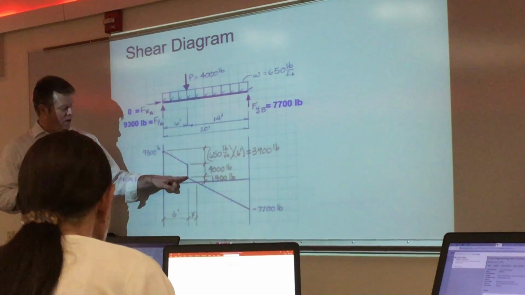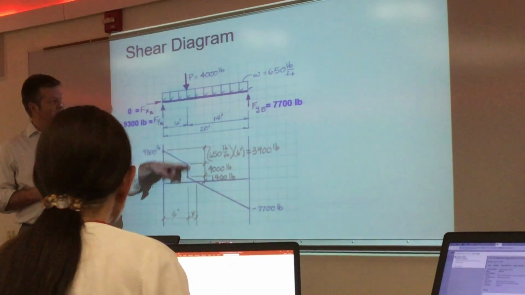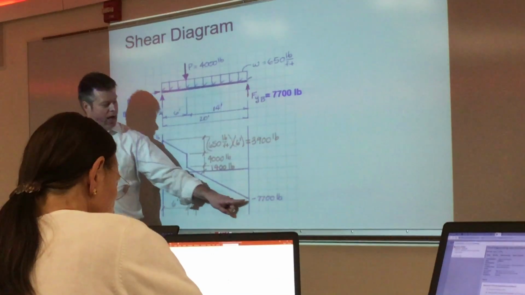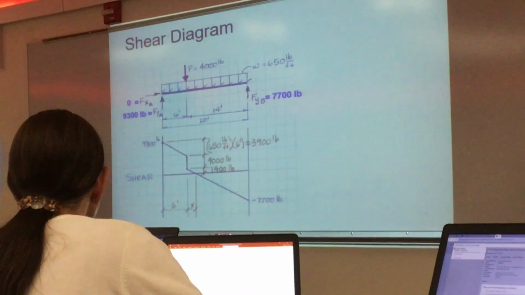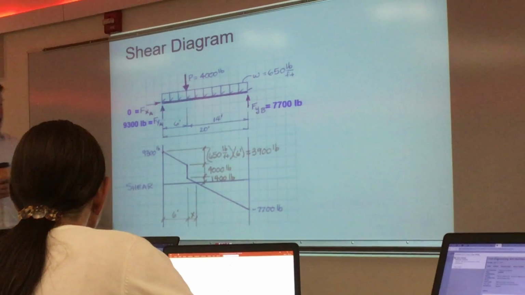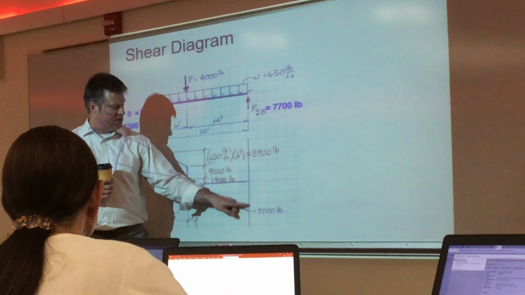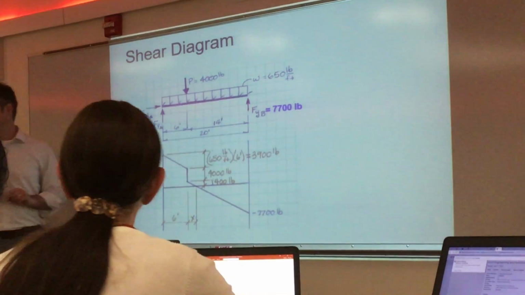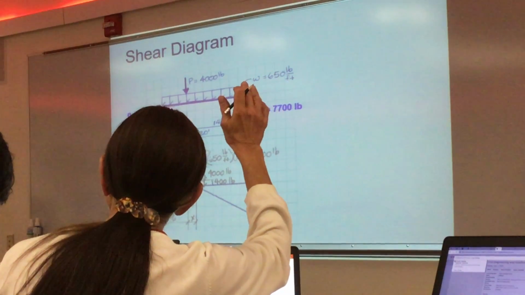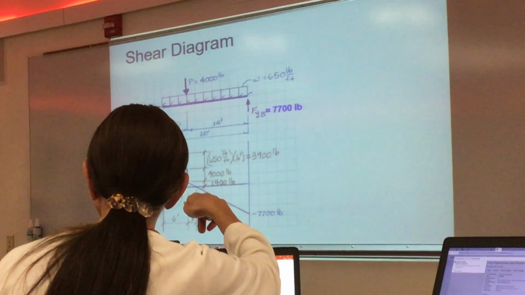So if I took 1,400 minus 650 times 14, I should get negative 7,700. When I get to negative 7,700, I'm not done yet because I've got one more concentrated load, which spikes me back to 0. It should end at 0. For the homework, do we need to do this? Yes. Yep.